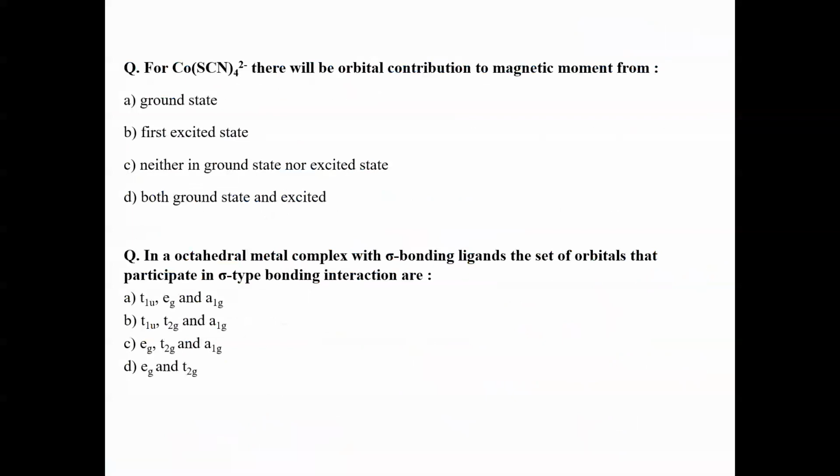Okay, and the second one: there is an octahedral metal complex with sigma bonding ligands, and you need the set of orbitals that participate in sigma type bonding interaction. Basically, here you have to identify the symmetry, which, in MOT, molecular orbital theory, or you can say ligand field theory, which orbitals of the metal are involved in the sigma bonding.